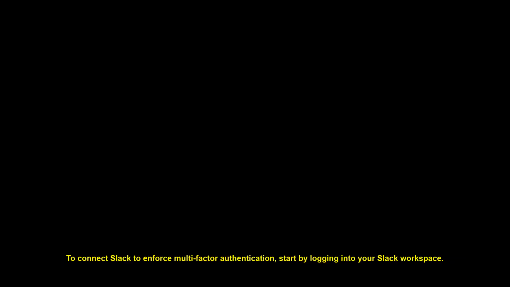To connect Slack to enforce multi-factor authentication, start by logging into your Slack workspace. Open your workspace settings by clicking on the workspace name in the top left corner. From the drop-down menu, select Administration, then click on Settings.